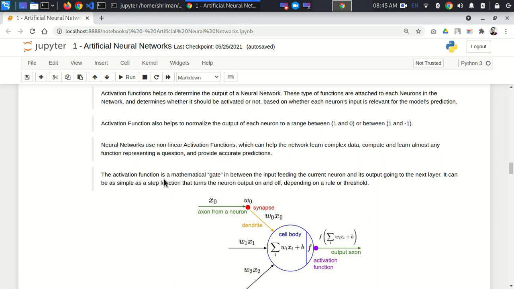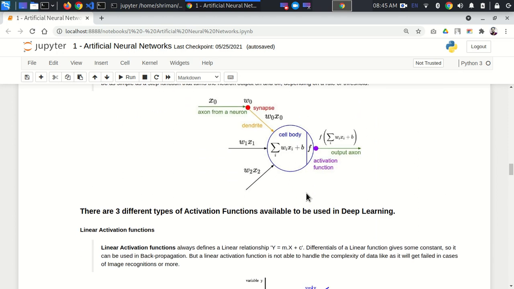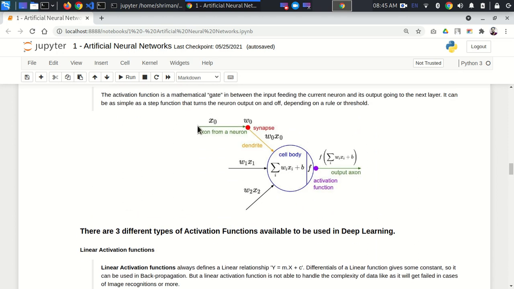The activation function is the mathematical gate in between the input feeding the current neuron and its output going to the next layer. It can be as simple as a step function, this one, right? So what is actually happening? There is a linear mix of inputs. We add each and every linear input, I mean sum them up. After summation, this aggregated result is passed through the activation function, and then this is the output, which can be passed to the next neuron. So, guys, that is how the activation function works.